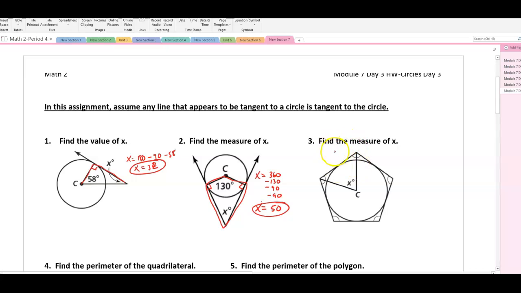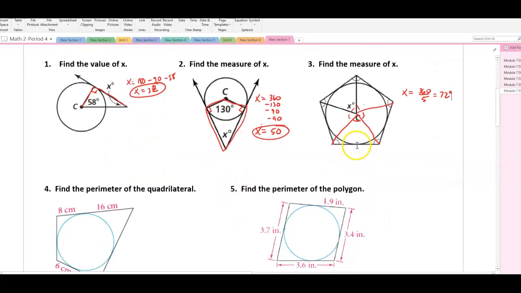Now here, how do we find x? Well, if you think about it, if I draw all of these angles in, all of these angles in the middle will be congruent. So how many do I have here? I have 5 of them there. So isn't it easy just to take 360 divided by 5? And you would get all of those central angles are 72 degrees.